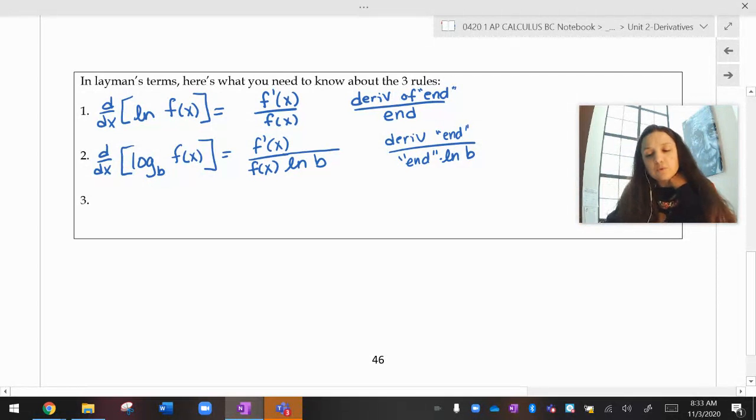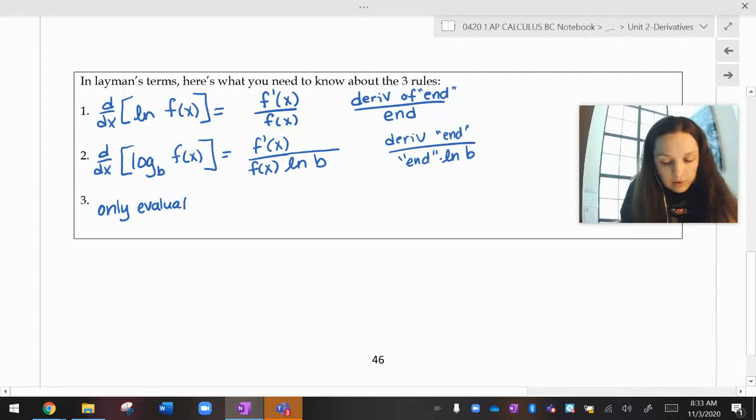Okay, and there's one more thing that I want you to make sure you understand about these rules. When I take these derivatives, your derivative often has a bigger domain than the original, so you only evaluate the derivative on the original domain.